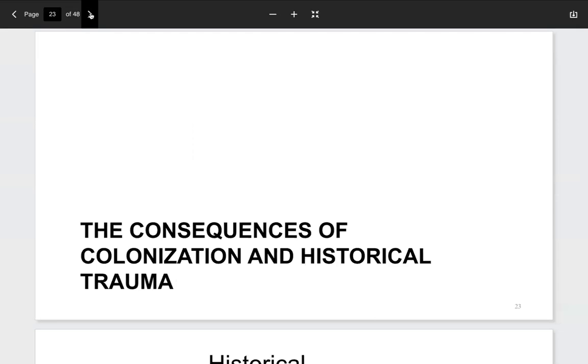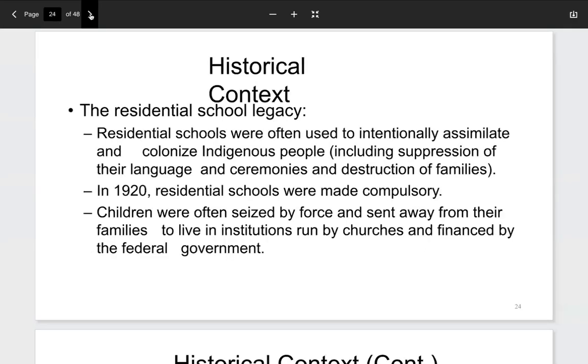So now we'll talk a little bit about the consequences of colonization and the historical trauma that still continues to make the Indigenous population currently more susceptible and more vulnerable to certain health conditions. So, of course, like I mentioned, this is nowhere in detail, but this is a higher level overview.